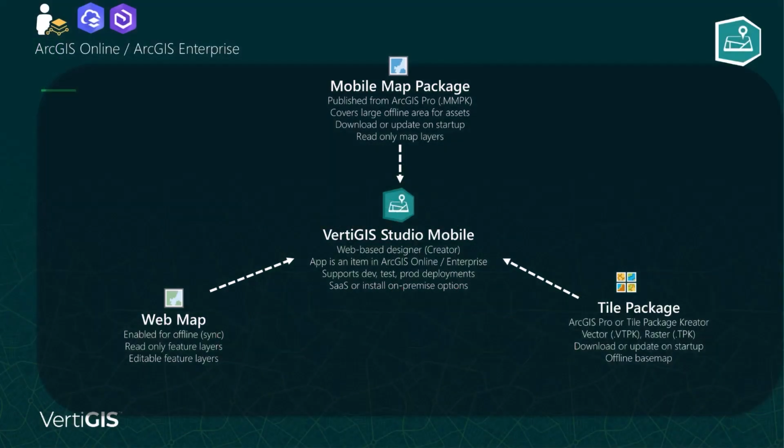In the VertiGIS Studio mobile environment, there are several ways to add your own map data to the application for offline access. The three options are map area boundaries defined in the web map, mobile map packages, and tile packages, otherwise known as MMPK and TPK. Each option is useful for specific situations and data types, and we'll be covering each one to help you choose the right one for your app.